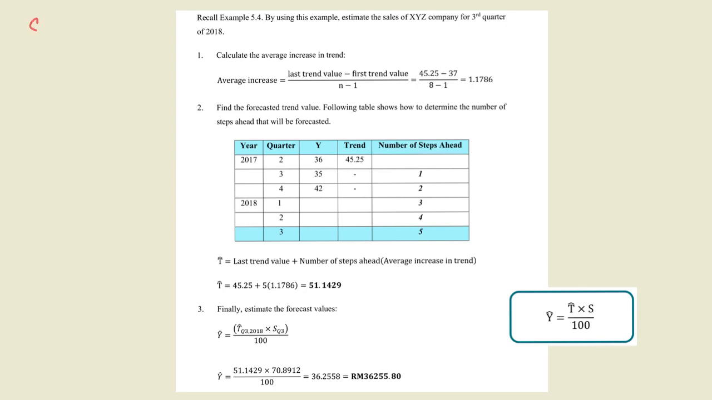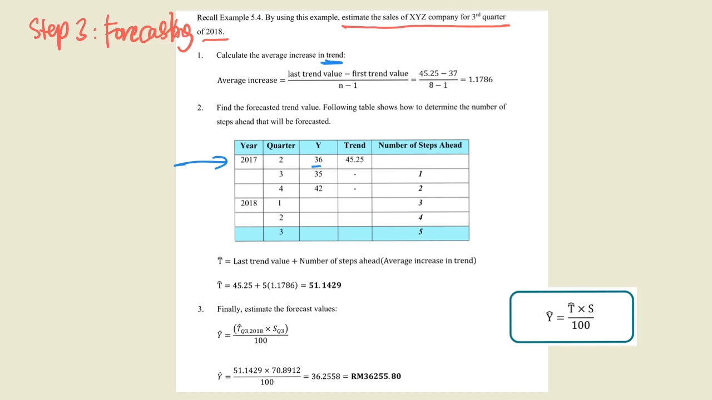So the last step, step number 3, is actually forecasting. So let's say the question wants you to estimate the sales for the third quarter of 2018. So you need to check the first table that you draw. You need to check first of all the value of the trend. So I already have the table here, but if you check with your table, the last value that you have for the trend is actually for year 2017 for the second quarter.